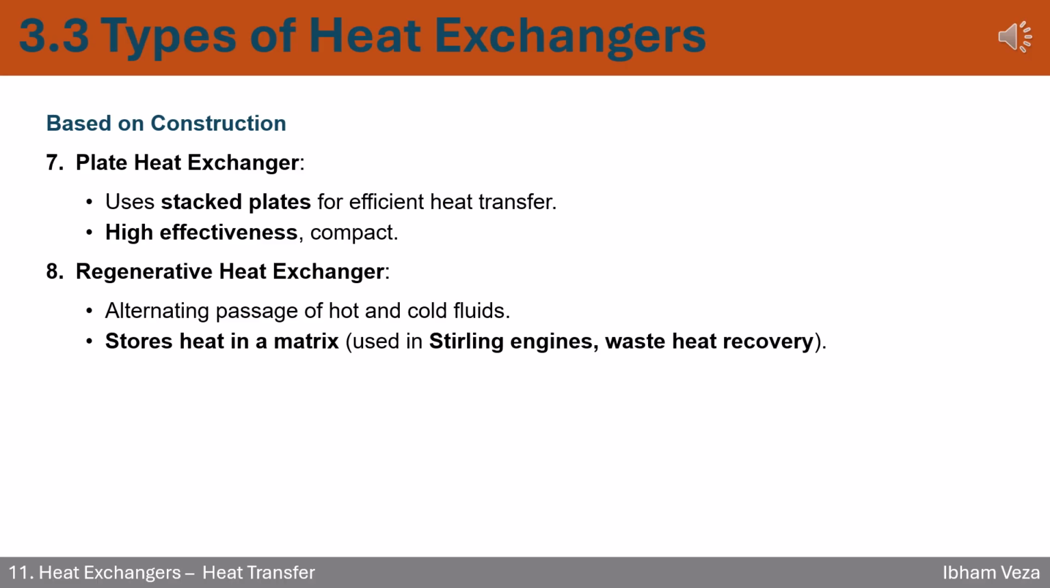It's like preheating your oven before cooking. This method is especially useful in applications like Stirling engines or recovering waste heat. The takeaway here? Plate types are for compact, high-efficiency tasks. Regenerative types are for systems where you can store and release heat smartly.